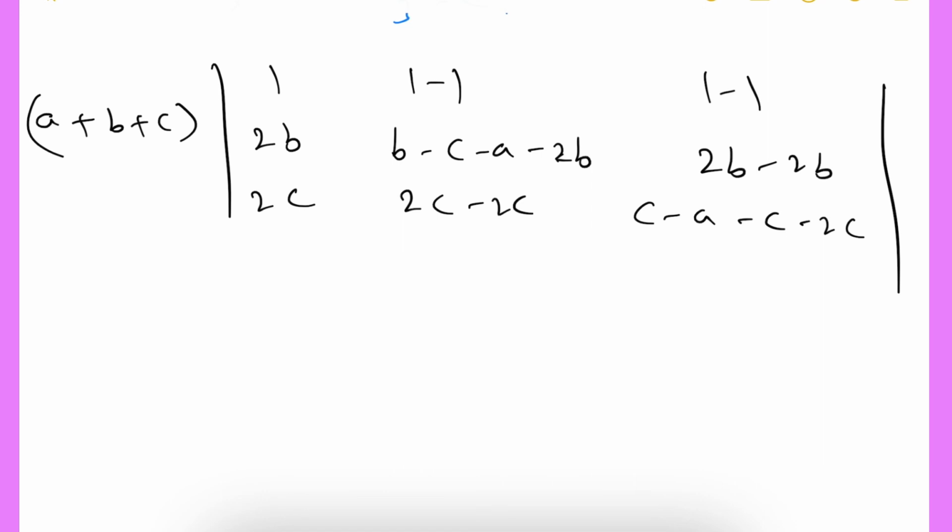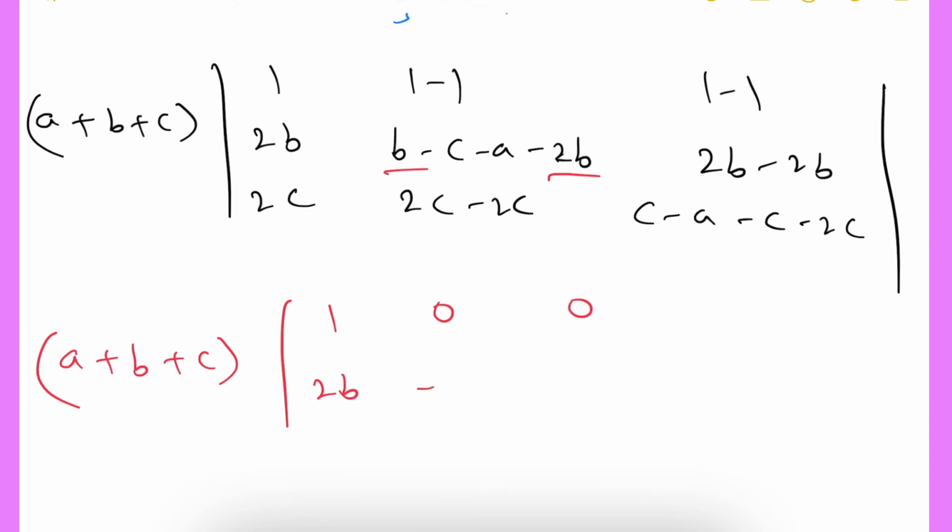Okay, now let us simplify this. Outside, A plus B plus C as it is. A plus B plus C into 1. 1 minus 1, 0. 2B as it is, so B minus 2B will become minus B. Minus C minus A. Next, 2B minus 2B is 0. In the third row, we move 2C as it is. 2C minus 2C is 0. Then plus C minus C cancel.